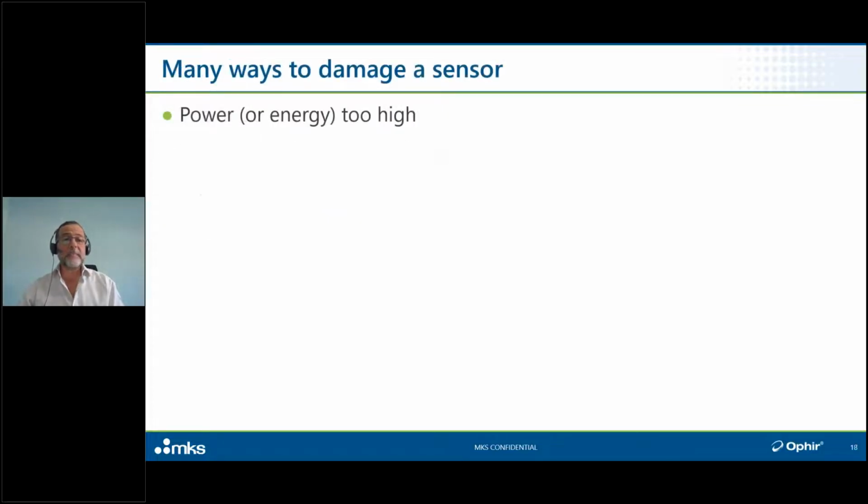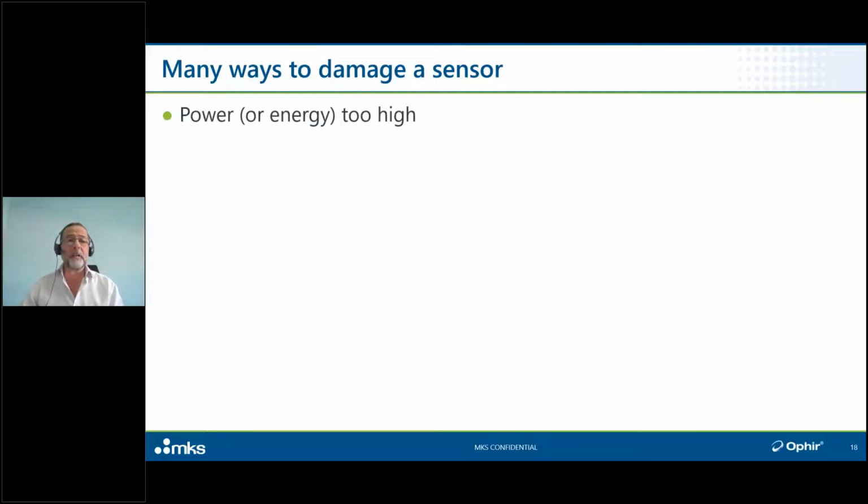Okay, there are many ways to damage a sensor. I think there's some old American expression, there are many ways to skin a cat. I have no clue why one would want to skin a cat and how many ways there are, but I've heard such an expression.